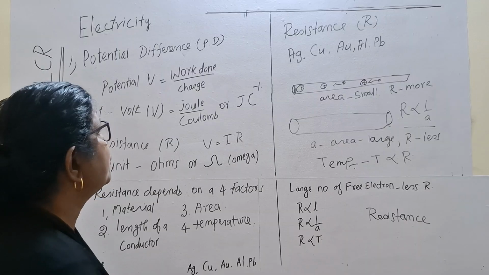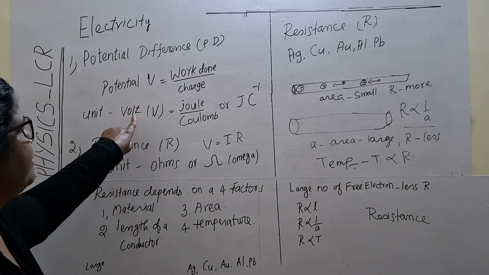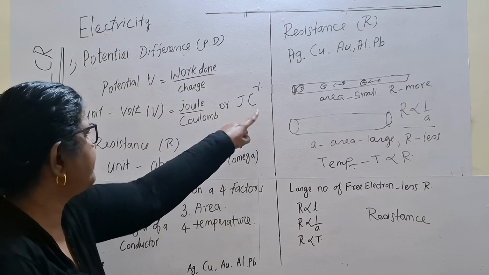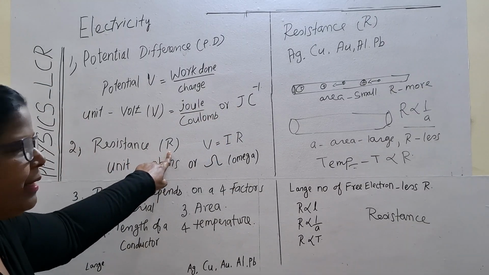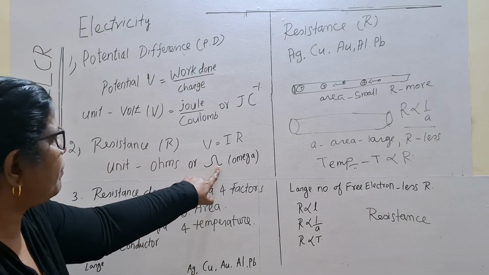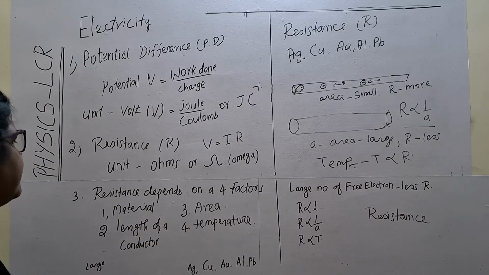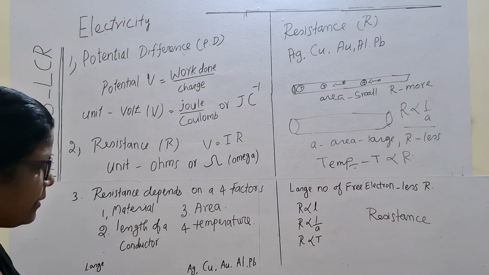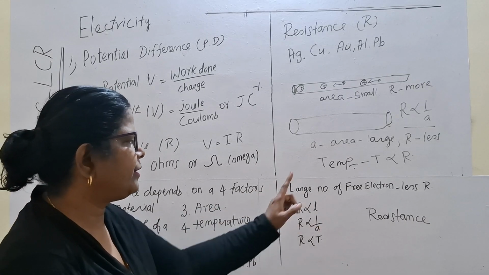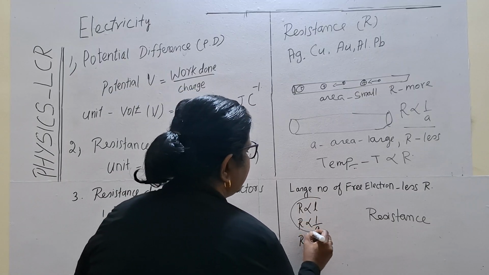So today we learned potential difference. The unit of potential difference is the volt, otherwise we can write joule per coulomb. Next, resistance, capital R. What is the unit of resistance? Ohm, the symbol is omega. Resistance depends on four factors. What are the four factors? Material, length of the conductor, area of the conductor, temperature. Here four things are given, but two are very important.